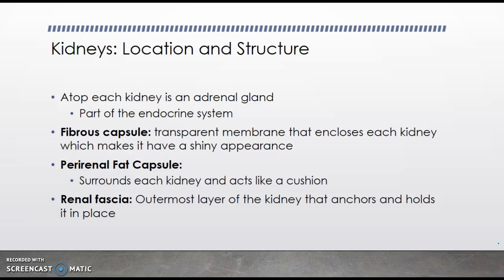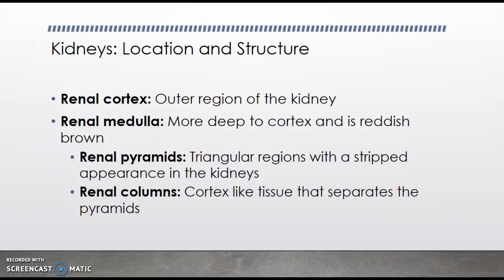Then you have tons of fat surrounding the kidney. That's what the perirenal fat capsule is. Anytime you see this word renal right here, it's referencing the kidney and the urinary system. So renal is that kidney term. And then your outermost layer is the renal fascia, which is that really tough connective tissue layer that holds it up against that dorsal body wall. So you have a nice fibrous capsule holding everything together, a fat capsule for cushioning, and then a really thick connective tissue holding it against the wall.